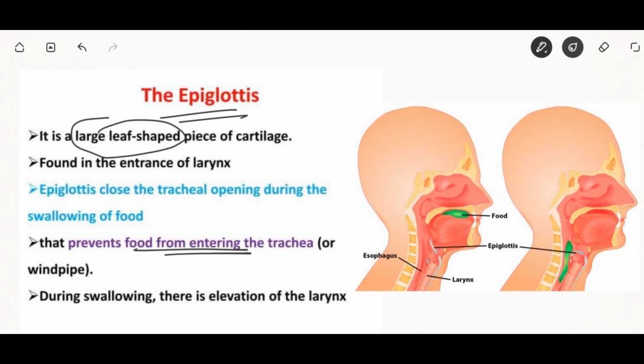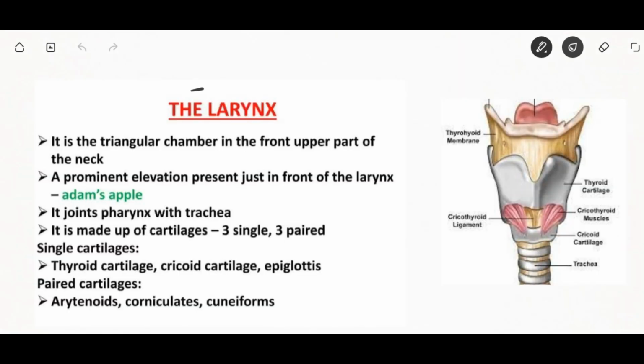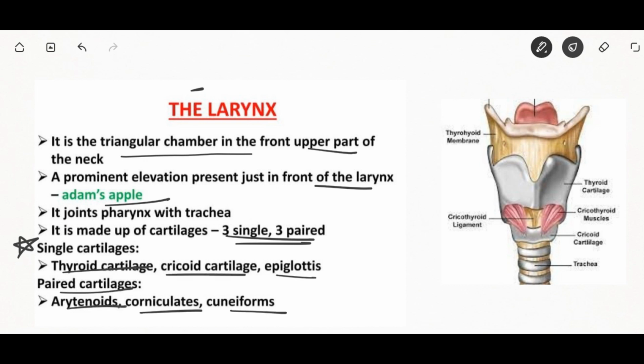The larynx is a triangular chamber in the front upper part of the neck. A prominent elevation present in the front of the larynx is the Adam's apple. It is made up of cartilage, three single and three paired. The single cartilages are the thyroid cartilage, cricoid cartilage, and epiglottis, whereas the paired cartilages are the arytenoid, corniculate, and cuneiform cartilage.